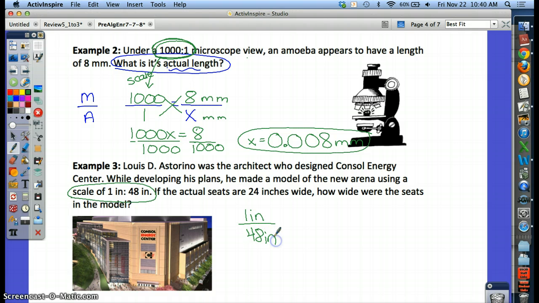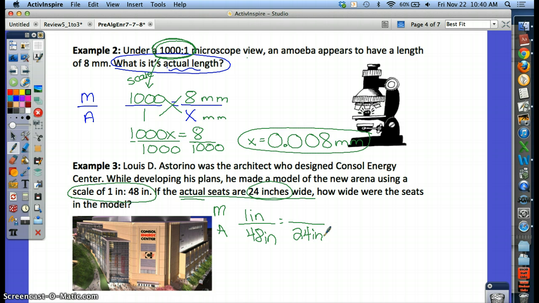And I always set it up as model to actual. That's how the scale is given to you. So over here, it'll be model over actual as well. Well, what do we know? If the actual seats are 24 inches wide, so what do we know? We know the actual. The actual goes in the denominator, so 24 is going in the denominator.